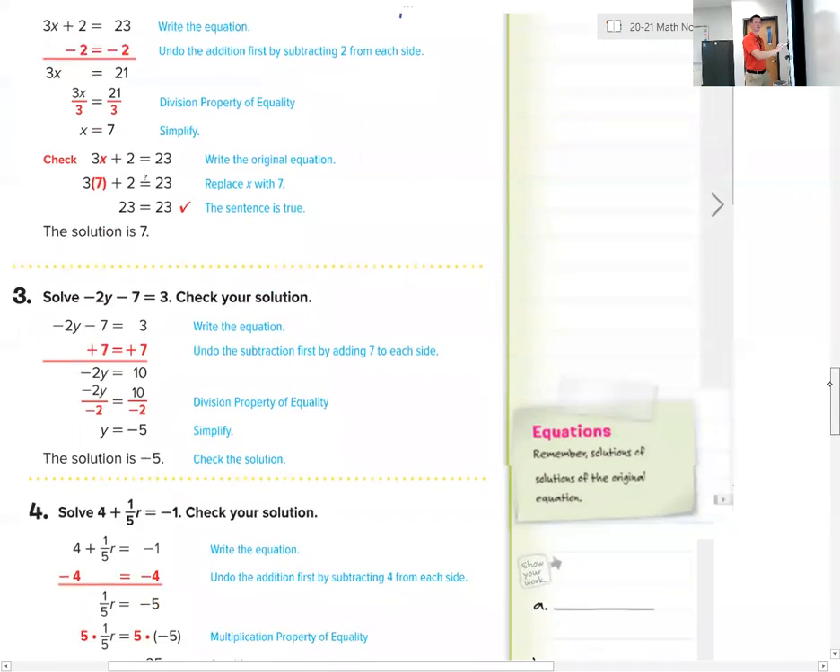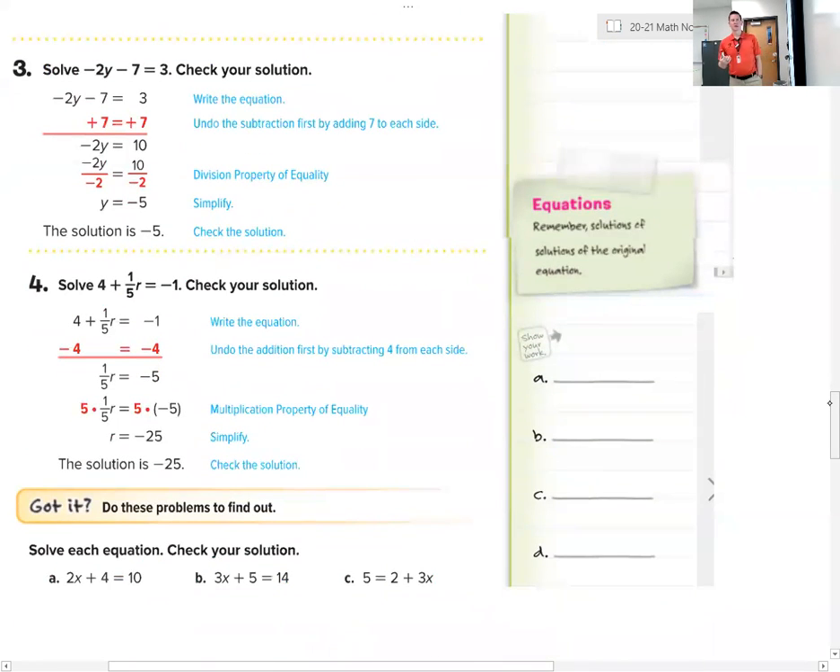Now this example here is the exact same thing. The only difference is we have a negative coefficient. Remember, a coefficient is a number that is stuck to the variable. So we have a minus 7. The inverse of minus 7 is plus 7. We add 7 to both sides. And then we have negative 2y equals 10. What's happening to the variable? It's being multiplied by negative 2. So the inverse of that would be to divide by negative 2. We have y equals negative 5.